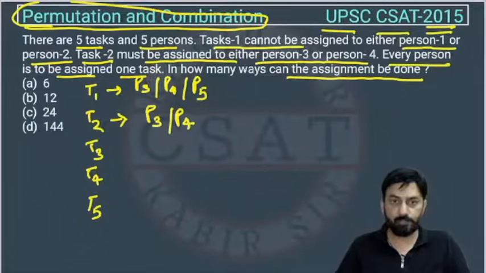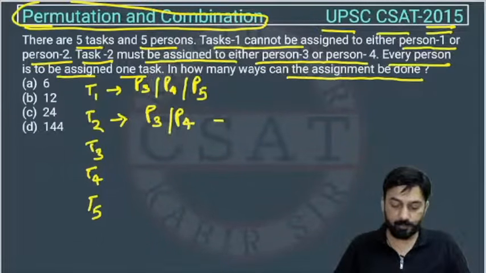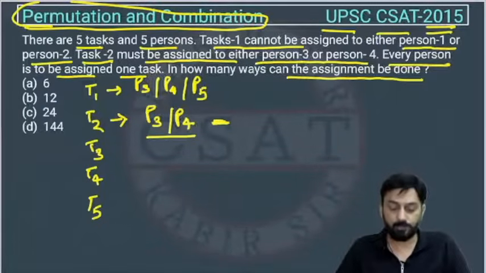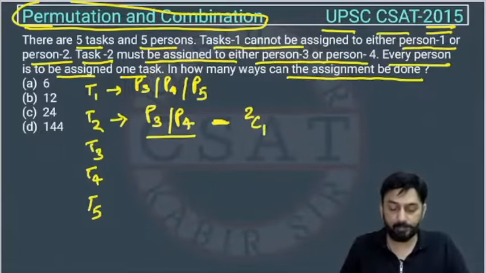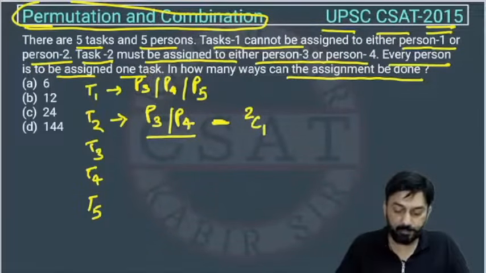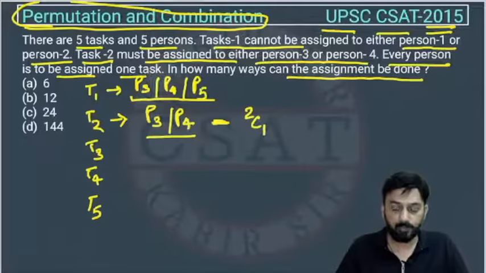So whenever you have this kind of question, first of all assign the person to the task which is conditional. This is conditional, right? So let us assign this first, because task 2 can be assigned to either person 3 or person 4. So we have 2 possibilities here, so out of 2 people, 1 person will be selected here. When 1 is selected here, now come here: P3, P4, P5, we have 3 people, but out of these 3, 1 is already assigned to T2. So we are remaining with 2 people here.